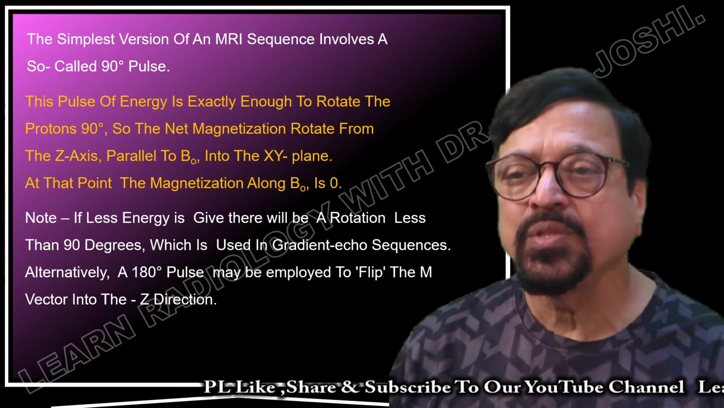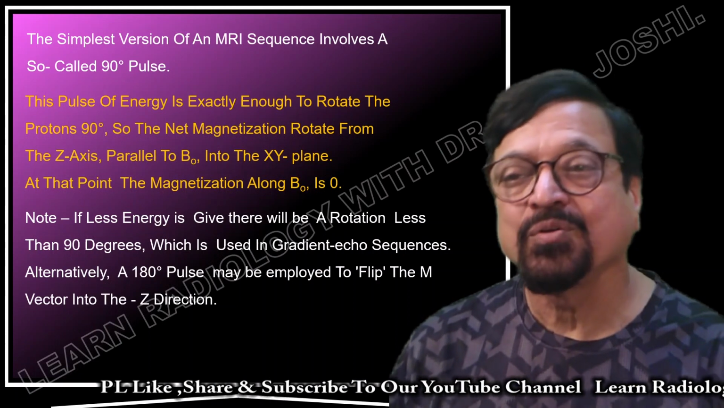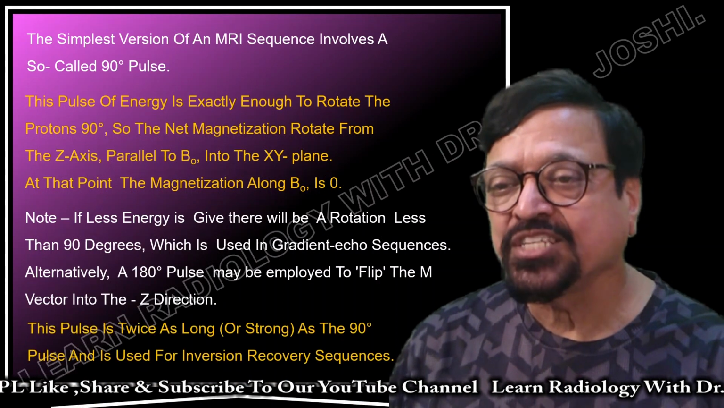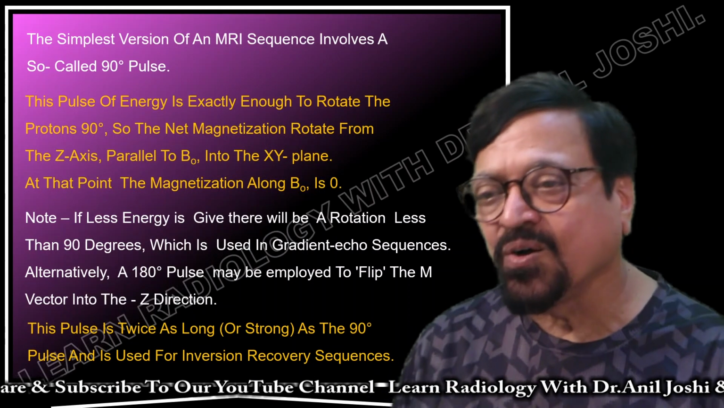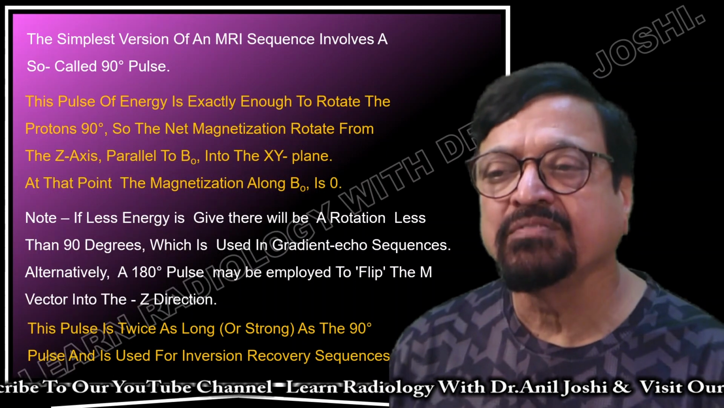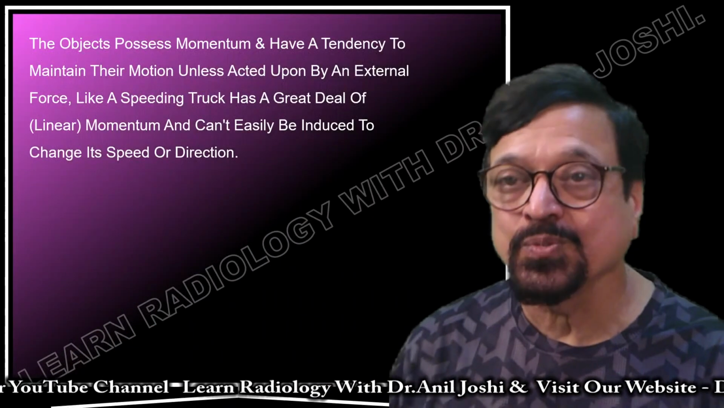So how these sequences give you different types of images, you will come to know with this. The 180 pulse is twice as long or strong as the 90-degree pulse and is used for inversion recovery sequences. So in some other places they are useful.